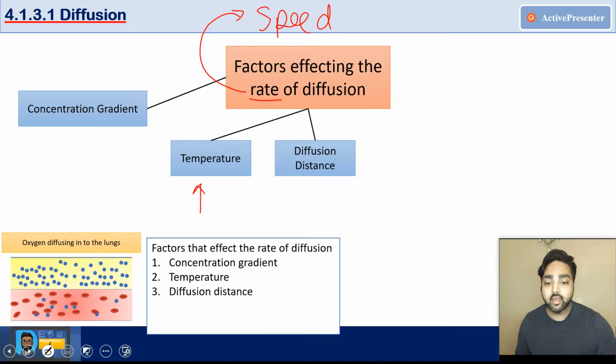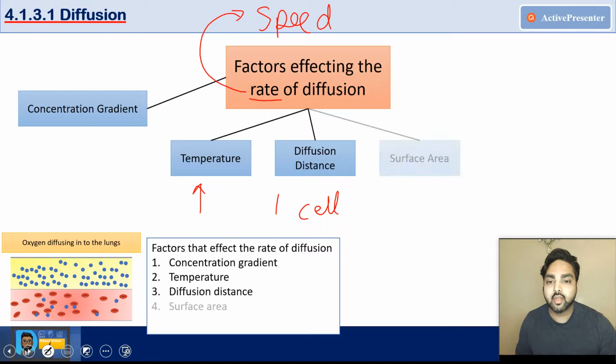Diffusion distance. If you can minimize that, if you can make that one cell thick, or make any diffusion distance as small as possible, it is clearly going to happen much faster. If you think of a runner, if you ask Usain Bolt to run 10 meters compared to 100 meters, he's clearly going to do that much faster, right?